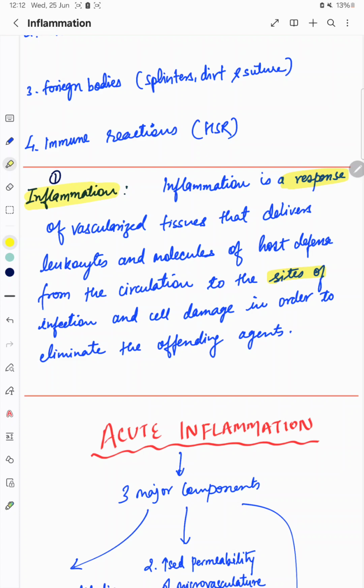So what is inflammation? By definition, inflammation is a response of vascularized tissue that delivers leukocytes and molecules of the host defense from circulation to the site of infection or damage in order to eliminate the offending agent. Basically, it's a response of vascularized tissue in the form of delivering leukocytes and different molecules at the site of injury or infection to remove this offending agent.